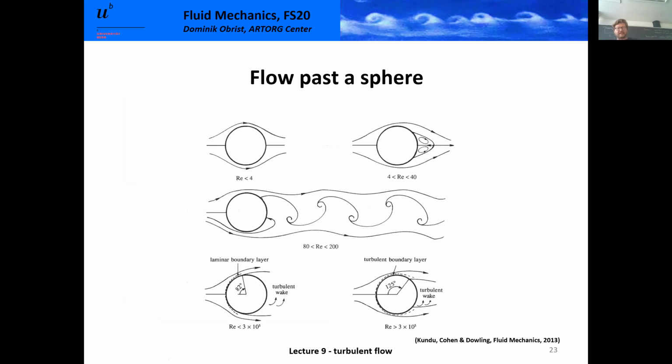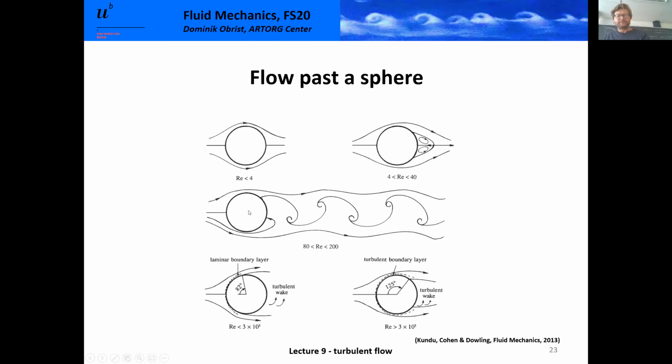Let me finish up today's lecture going back to the sphere or to the cylinder, because that's what we started with. So for very small Reynolds numbers, we have our Stokes flow, viscous dominated, no inertia. If we increase the Reynolds number, we start to get flow separation, which is a boundary layer phenomenon, and not yet automatically turbulence. There is a situation between Reynolds 4 and Reynolds 40 when you have flow separation, but you still have a laminar wake. So separation is not automatically turbulent. Very often it is, but it's not automatic.